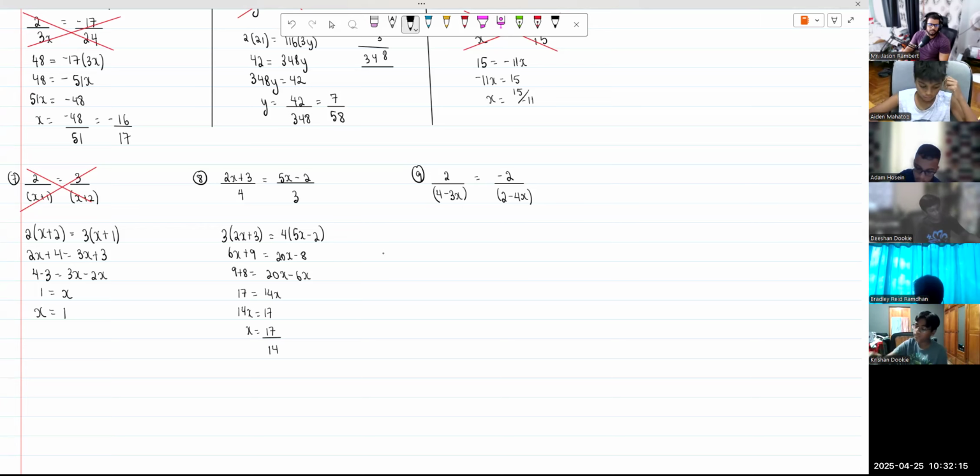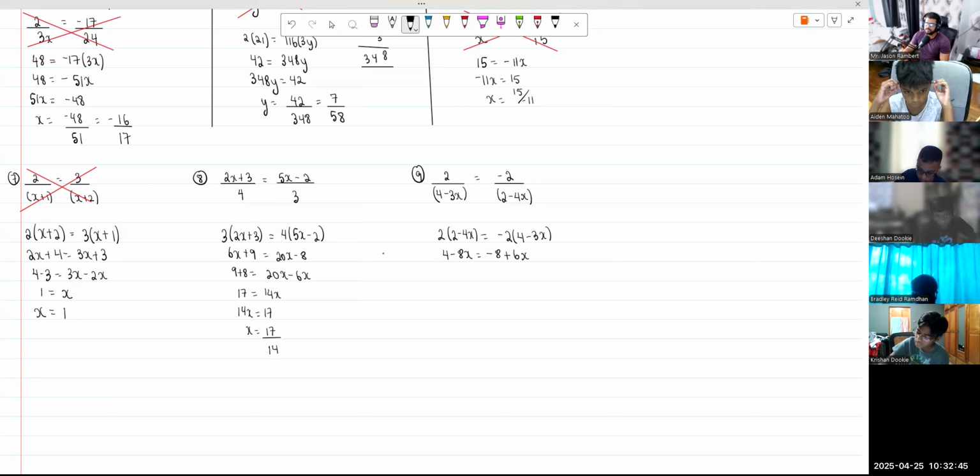Good. Once you see all the mistakes, that's the most important thing I want you all to do. Fix it, right? Number 9. Again, I'm going to cross multiply. 2 multiplied by 2 take away 4x is minus 2 multiplied by 4 take away 3x. I'll get 4 take away 8x is equal to minus 8 plus 6x.